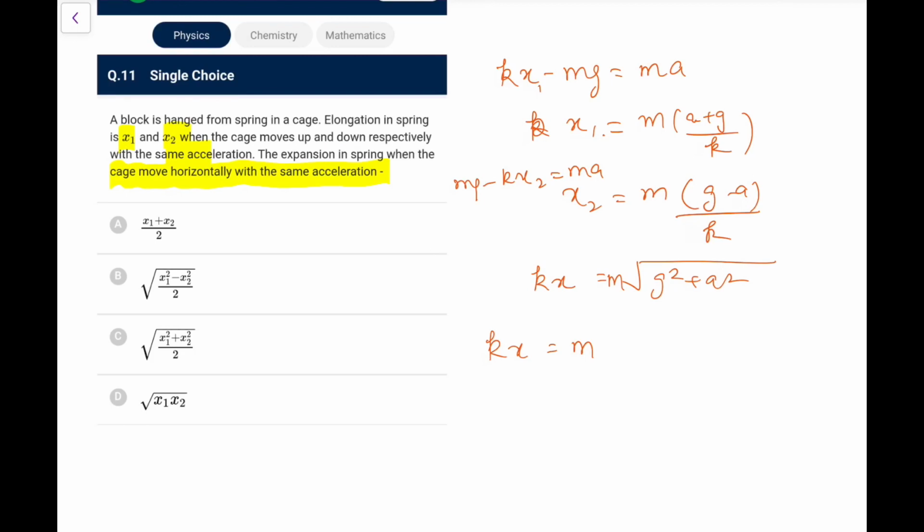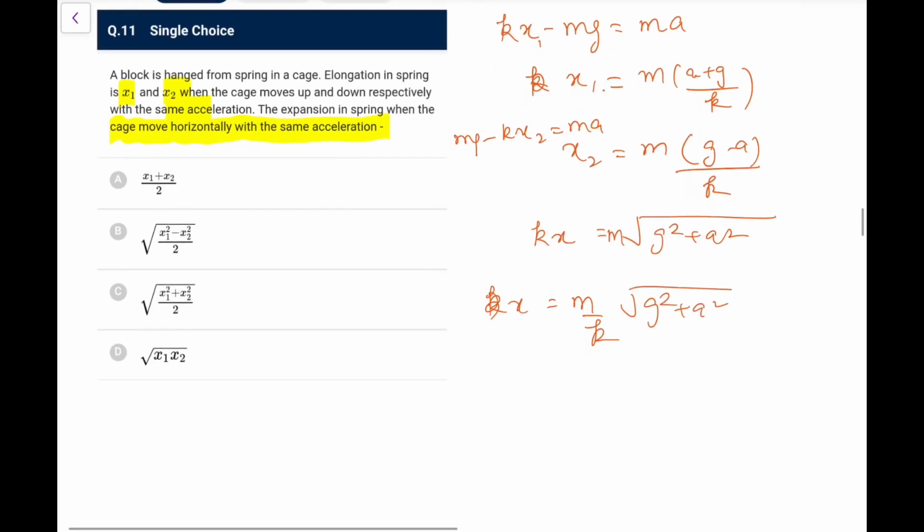So what I can write now, this is the square root of g square plus a square. This is not that easy one to simplify. This x is m by k times the square root of g square plus a square. Now I have to eliminate it in terms of x1 and x2. So the best thing would be, let's say, if we calculate x1 square, x1 square would be m square by k square into (a plus g) whole square, and x2 square similarly is m square by k square into (a minus g) whole square.